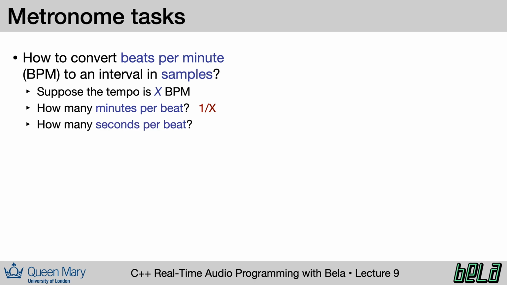Okay, well, how many seconds per beat? Well, 60 seconds in a minute, so we have 60 divided by x seconds per beat. Finally then, how many samples are there per beat? Well, here we need to refer to the audio sample rate, and we get 60 times fs divided by x. So that's our formula for converting BPM into an interval for our counter.